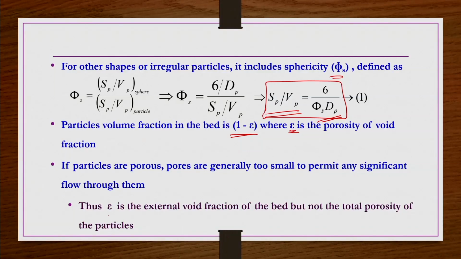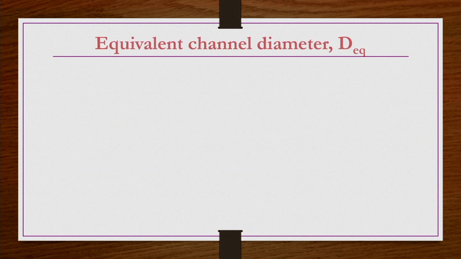So, that is the reason one can safely ignore the internal pore structure of the particles in these packed beds. Thus epsilon is the external void fraction of the bed, but not the total porosity of the particles. Now, we find out the equivalent diameter of the capillary channels, n number of capillary channels that we have taken.